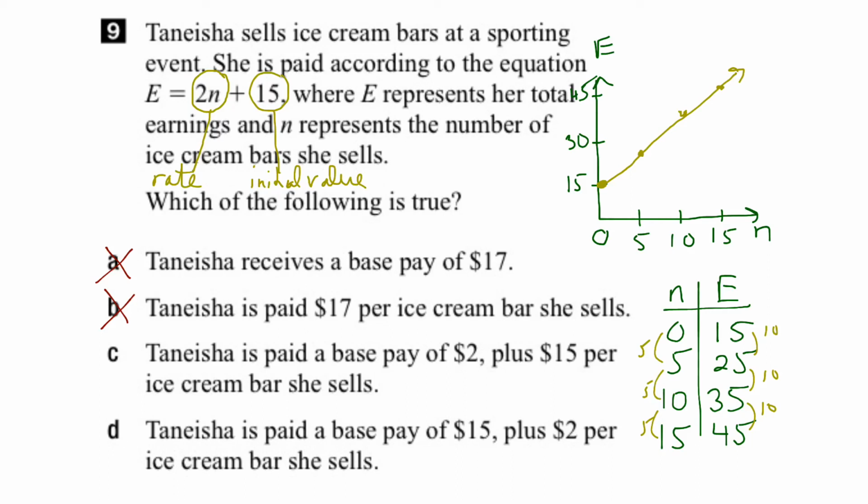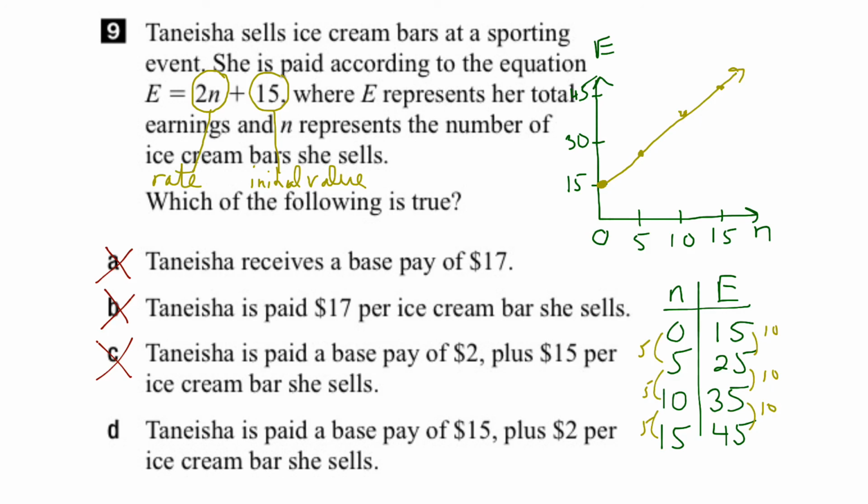All right, let's look at the next one. Tanisha is paid a base pay of $2 plus $15 per ice cream bar she sells. Well, if we look again at the equation, she is paid $2 for every ice cream bar she sells plus $15 base pay. And in this case, this is not correct. So we know that this statement is not right.